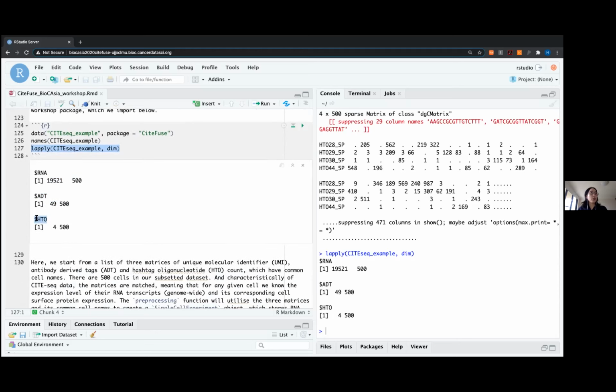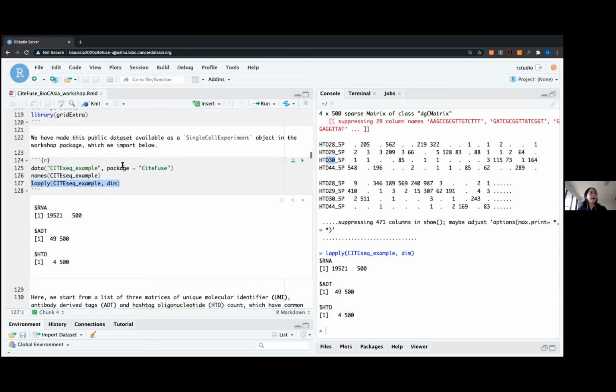And the HTO here refers to the hashtag oligonucleotides, and this refers to the number of hashing antibodies that have been used, in which case here there are 4, and this generally refers to the number of samples that have been multiplexed. And as unique for CITE-seq data, the cells are matched. So the expression of the RNA, ADT, and HTO are all matched, meaning that the order of the cells for each of the matrices should be the same.